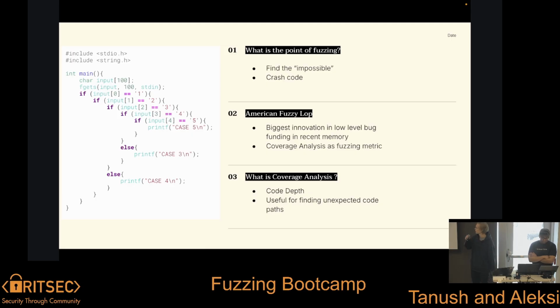American Fuzzy Lop, or AFL, has been the biggest innovation in low level bug finding in recent years. It came out in 2013, so it's been a while. There have been a lot of improvements on top of it, but it was a big, massive jump forward. Before AFL, fuzzers were often "dumb" and just threw random input at a wall. Imagine you had a command line tool and you were just echoing input directly into it. That's basically what they were doing.